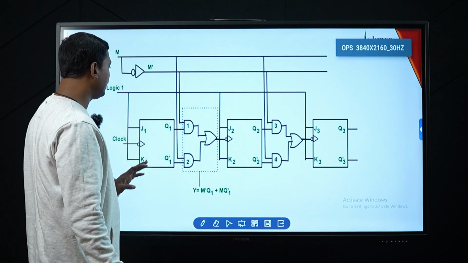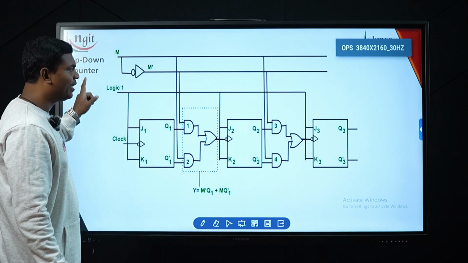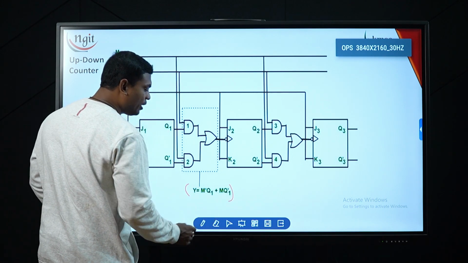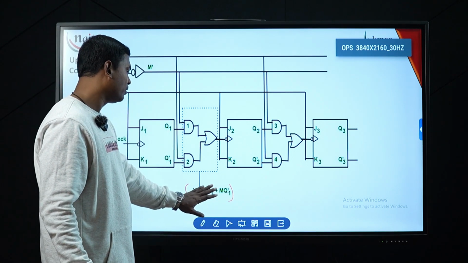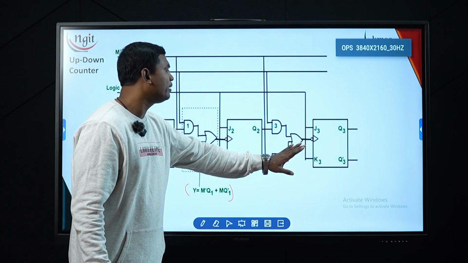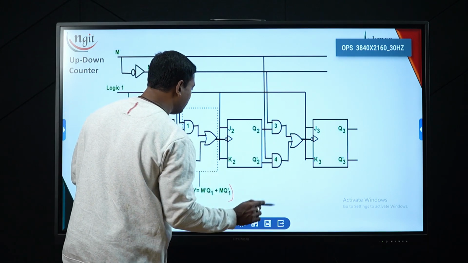Now if you observe clearly, for performing up counting and down counting, Y is equal to M bar Q1 M Q1 bar. Now this setup I am setting in between the flip-flops. These are 3-bit up counting and down counting. I have kept this setup here and I kept the setup here.